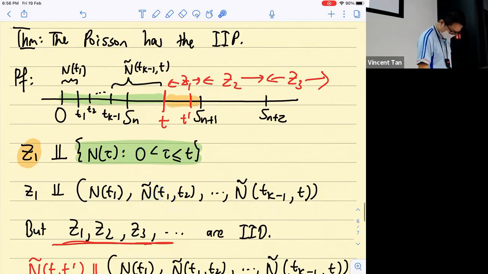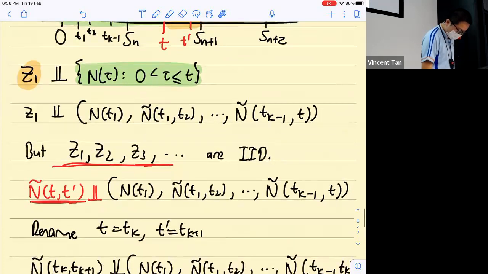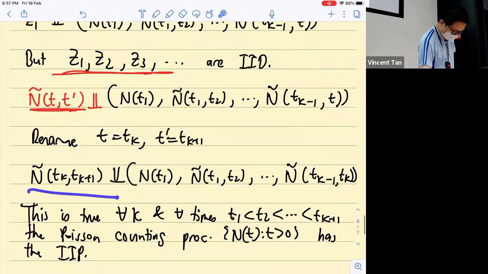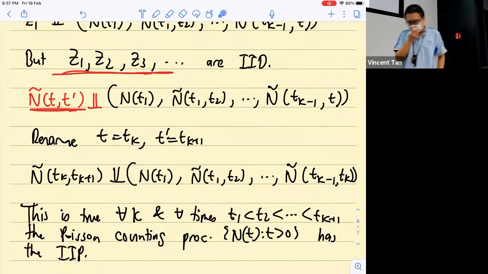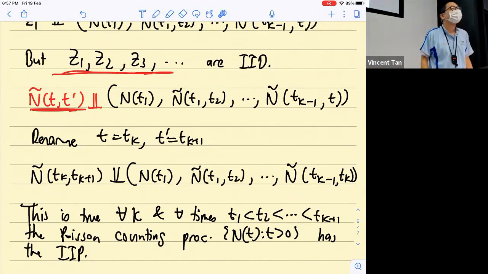So Z1 is also independent of this, because this guy here is a function of this guy here. But the sequence Z1 up to Zn here, we have already shown is IID. So we can replace this by some future happening of the Poisson process starting at time t. So this is independent of that. Now we're just going to rename this as tk and this as tk plus 1. After renaming, we have this statement here. Since this is true for all k and all times, the Poisson counting process has the independent increment property.